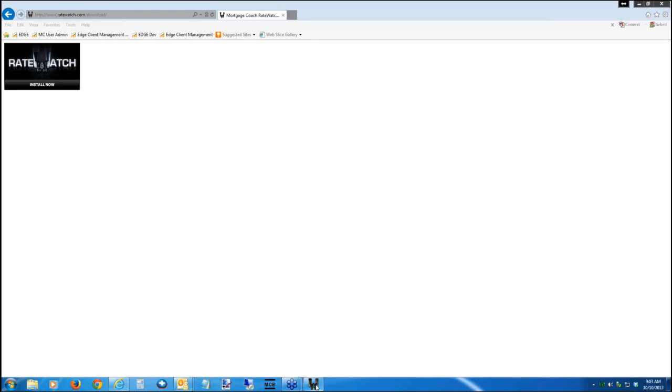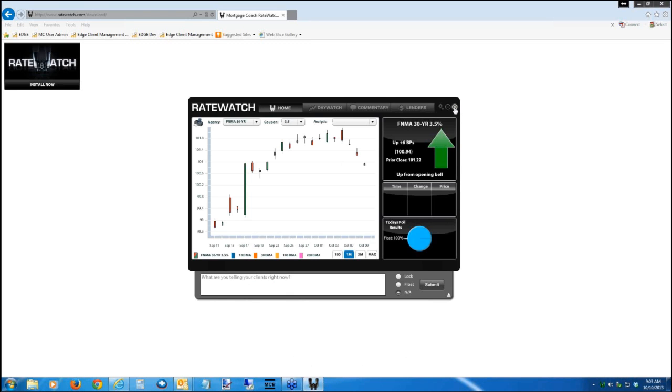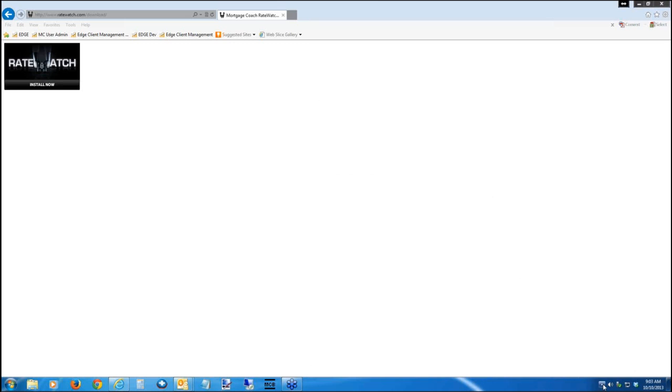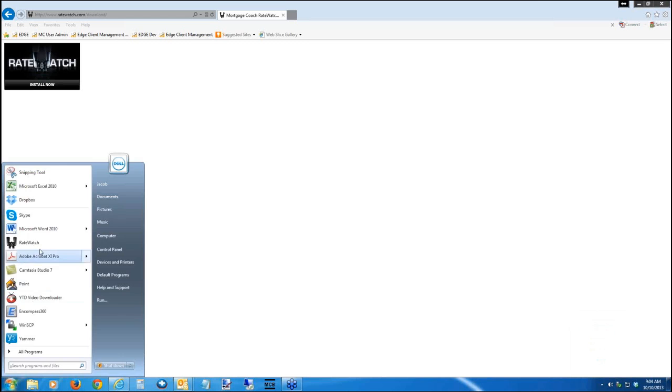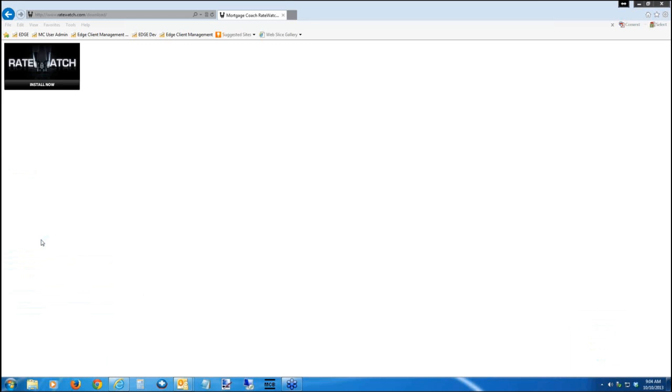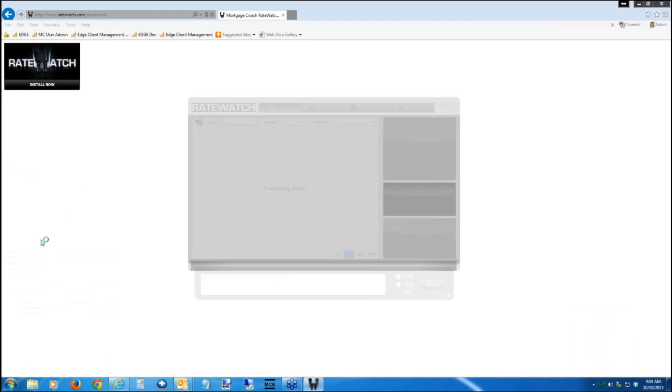Now this also means that at any time, if you reduce this or close it out, I've got my settings, and I'll show you this in just a moment. I've got my settings to close RateWatch entirely, but you can also set it so that when you hit the X, it just goes straight back into your taskbar. So let me pop RateWatch open again, and we'll start going through the settings, and I'll show you how to set some of those up.